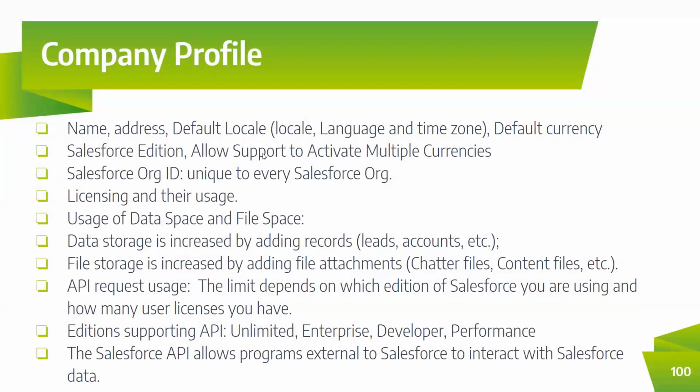Here you give all the information like name, address, default locale, that is your local language and time zone, default currency, and Salesforce edition, which edition you are going to use. Organization ID, by default, is a unique ID, a 15-digit ID. Then your licensing and usage, then your data space. Your data storage will increase as you add records. Then your file storage, your API request usage, and your edition. All those details will be configured here in your company profile.